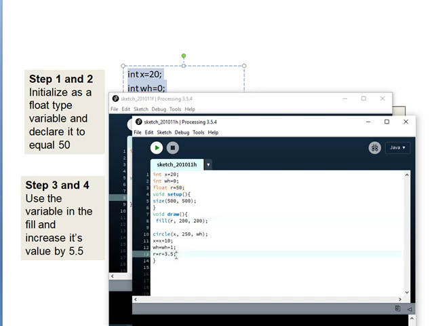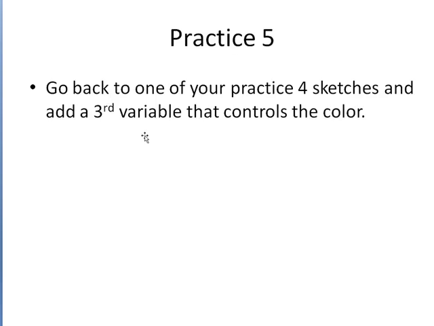Okay, so for your practice, I want you to go back to one of your sketches from practice 4 and add that third variable that controls the color, and then show me what you have.